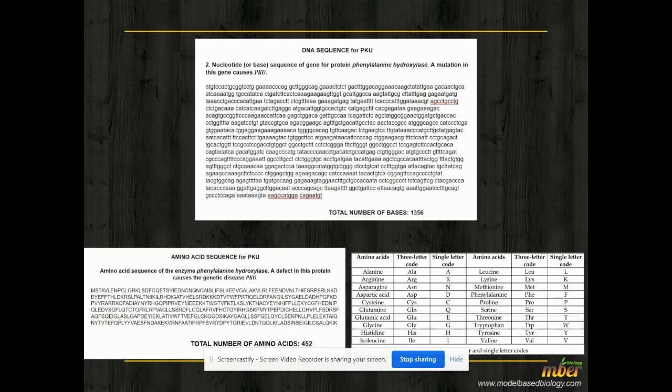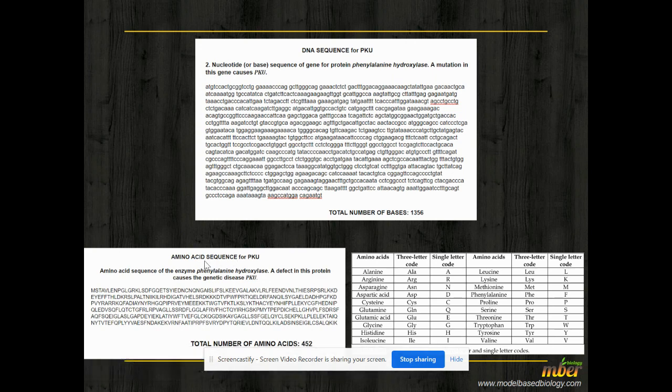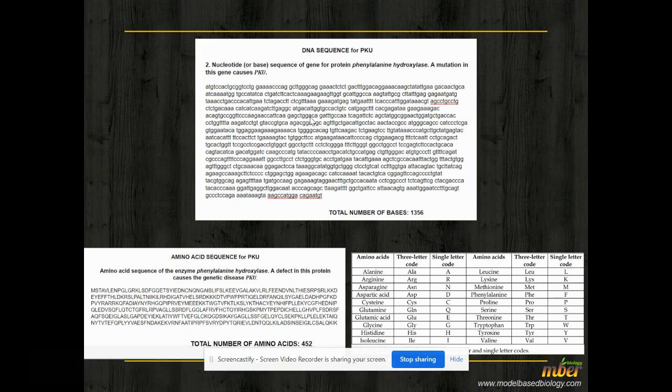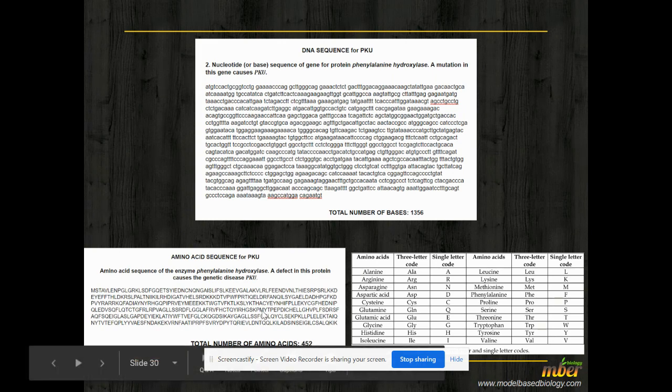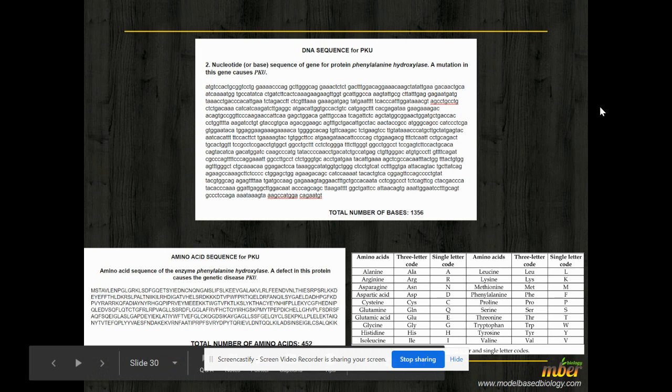Okay, this is a lot, I know. This is the gene sequence for PKU, and this is the amino acid sequence for PKU. So if this is the gene sequence, and this is the amino acid sequence, I'm noticing this has the number of 1,356 bases, DNA bases. Wow, that is equivalent to 452 amino acids.